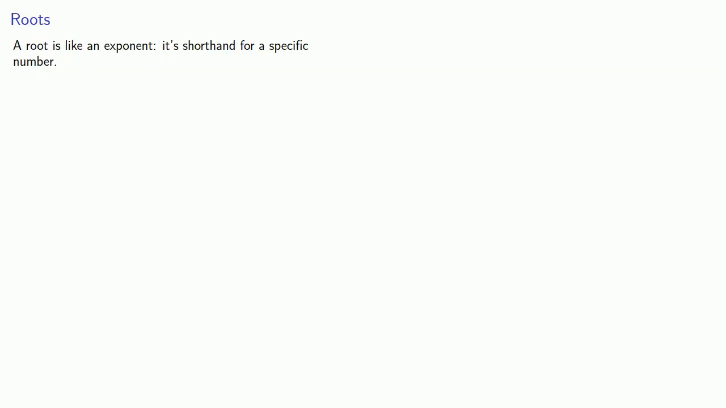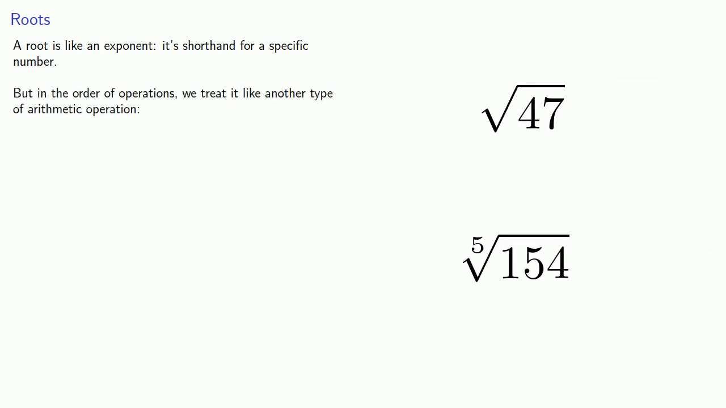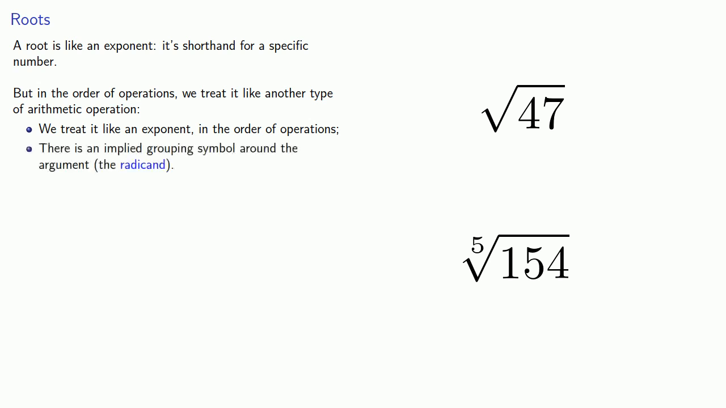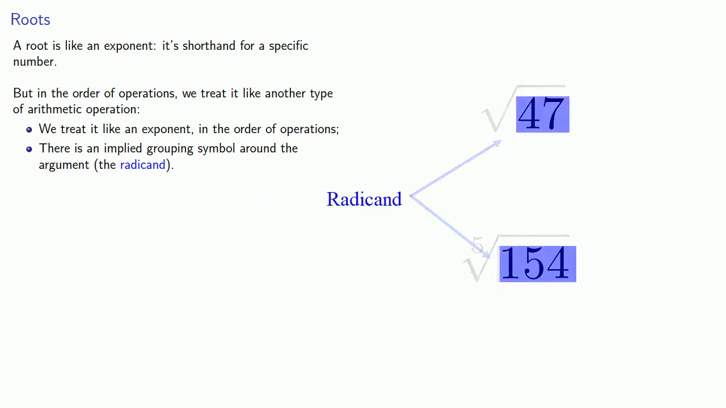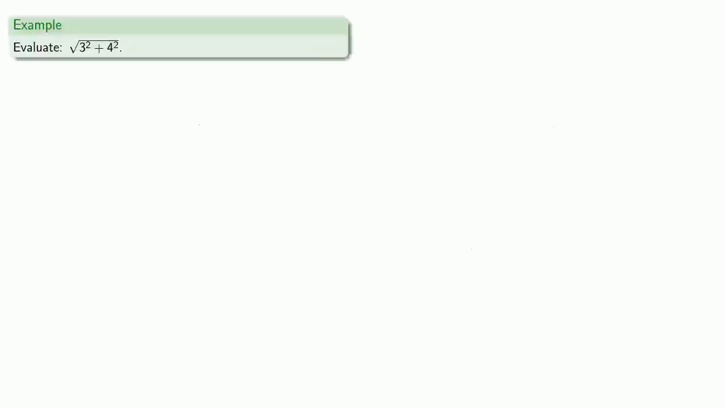A root is like an exponent. It's shorthand for a specific number. But in the order of operations, we treat it like another type of arithmetic operation. And we treat it like an exponent in the order of operations, with one important idea. There's an implied grouping symbol around the argument known as the radicand. That's the thing that's inside the root symbol. So, for example, take this thing. The entire expression that's under this radical symbol, this square root symbol, we should regard that as being enclosed in a set of parentheses.